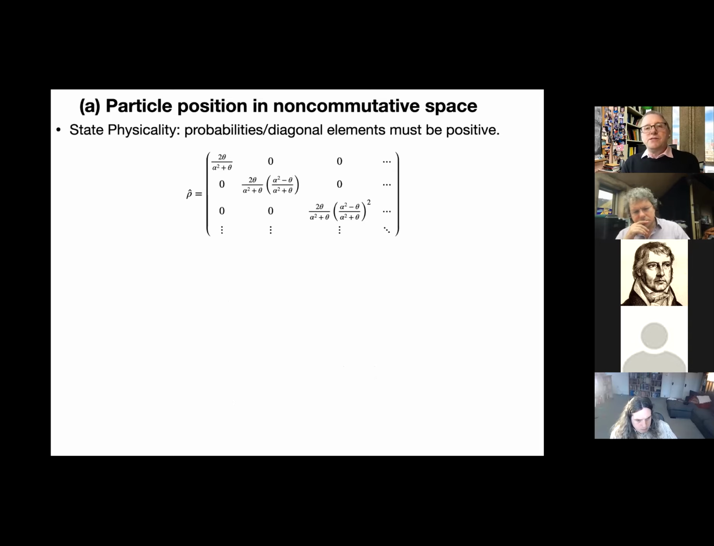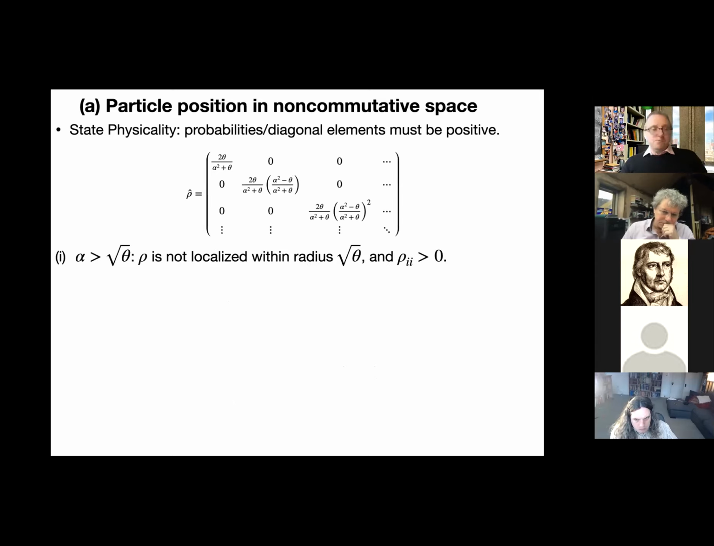Again, we're looking for these elements to be positive, and there's the matrix. There are clearly 3 cases that we need to consider. Here's the first one: alpha is greater than square root of theta. Let's pause for a second to make sure we're remembering what alpha and theta actually are. Alpha is the radius. We're talking about the quantization of a 2-dimensional Gaussian, a Gaussian in x and y. Alpha is the width of that Gaussian, so that's a measure of how localized the particle is.